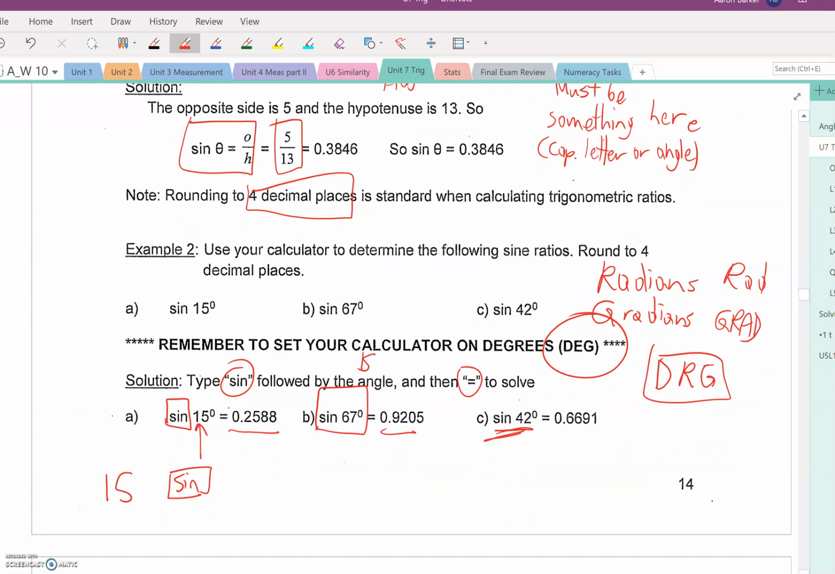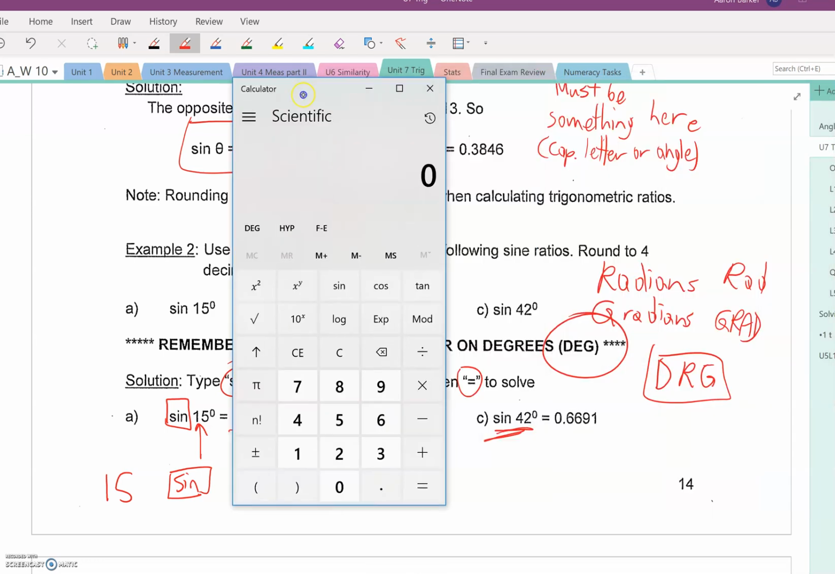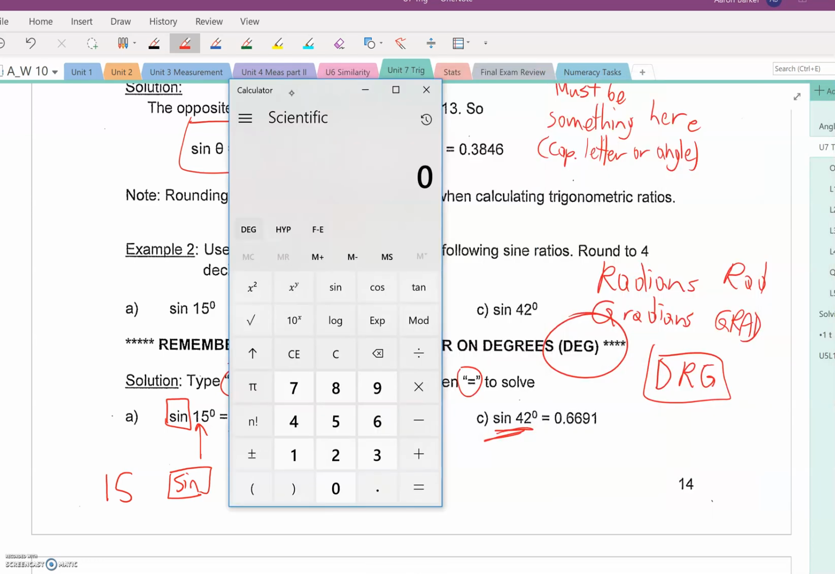First of all, make sure your calculator is in degrees. There might be a DRG key on there. On my old scientific calculator, which is like my phone, if I press DEG, it'll change to radians. Press it again, it'll change to gradians. But I want degrees, so I don't want either of those two up top. I want degrees.